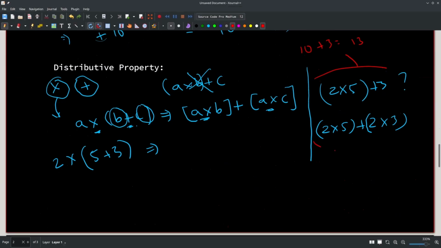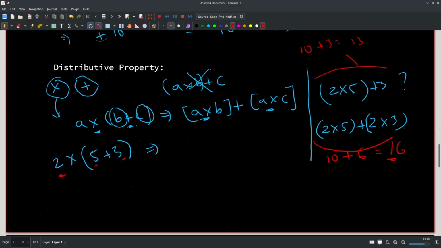This is the actual one, which is 2 into 5 plus 2 into 3, with 2 being the multiplier. It is being multiplied with each of the numbers, and then each of them is added. The 2 is being distributed among the numbers inside the bracket. So you have 2 into 5, which is 10, plus 2 into 3, which is 6, and 16 is the answer. You have 10 plus 3, which is 13 over here, and 10 plus 6, which is 16 over here.